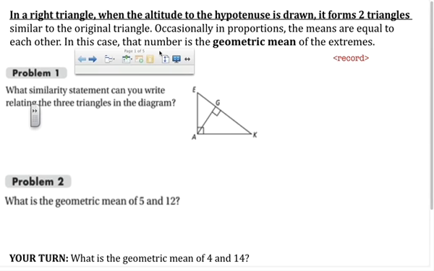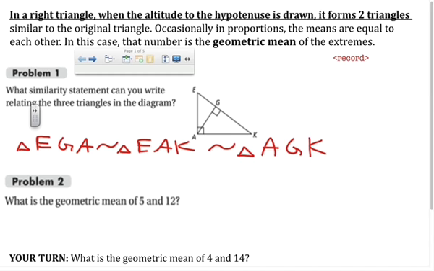So hopefully you have something along the lines of, let's say, triangle EGA would be similar to triangle EAK, which will be similar to triangle AGK. Now, once again, remember, your answer could look different from mine and still be right, as long as whatever order change happened in this first triangle also happened in the second triangle and also happened in the third triangle.